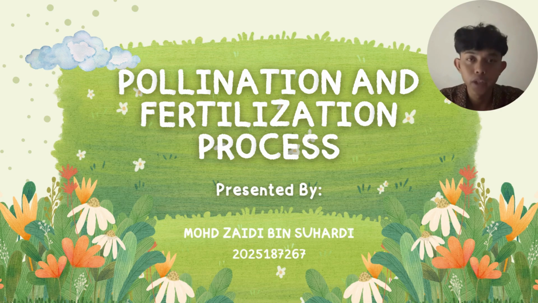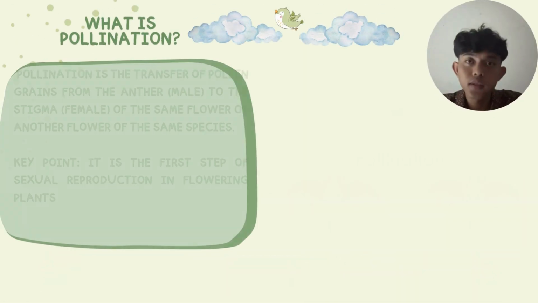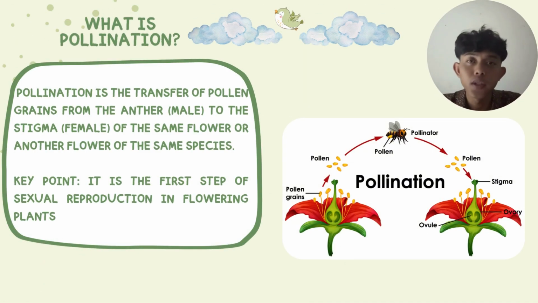Today I'm going to explain the pollination and fertilization process in flowering plants. Pollination is the transfer of pollen grains from the anther, which is the male part of the flower, to the stigma, which is the female part of the flower. This is the first and essential step in sexual reproduction in flowering plants. Pollen grains carry the male gametes and must reach the stigma for fertilization to take place.